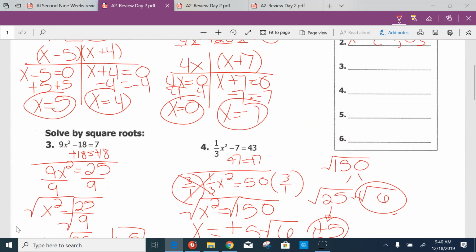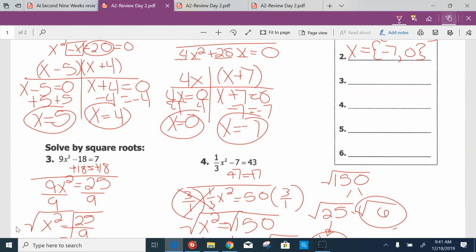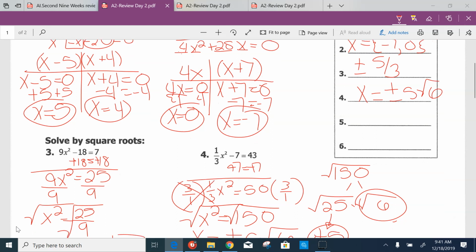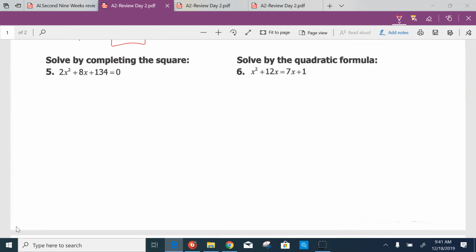So if I go back to my answer key for number 3 and 4, for number 3, it was plus or minus 5/3. And then for number 4, x equals plus or minus 5 square roots of 6. Going on. Numbers 5 and 6. Solve by completing the square.